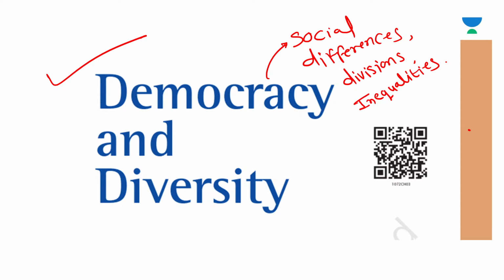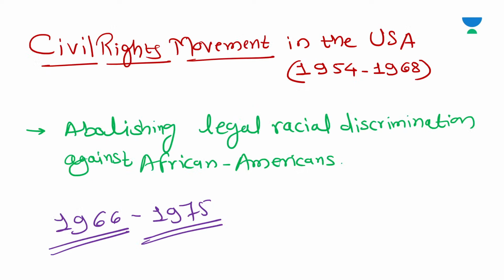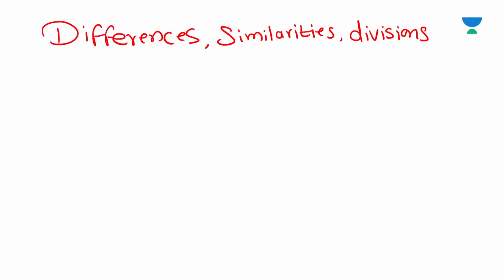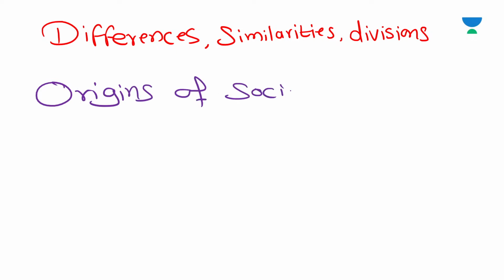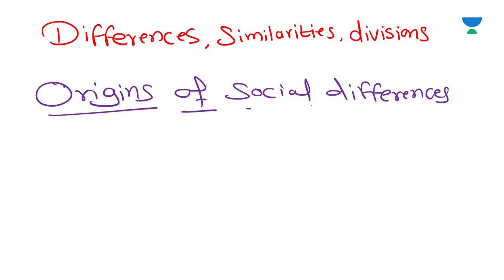If you remember, in the last session itself, we discussed the civil rights movement in the United States and the story of the Mexico Olympics. We have discussed Black Power also. Now, let's start with the differences, similarities, divisions. So here we will discuss the origins of social differences.